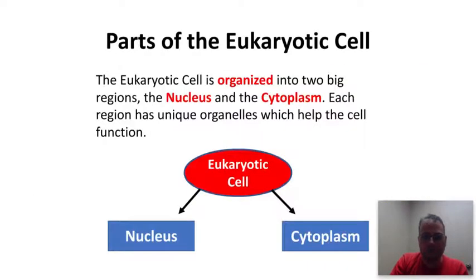So, parts of the eukaryotic cell. The eukaryotic cell is organized into two big regions, the nucleus and the cytoplasm. Each region has unique organelles or little organs which are specific to different cell functions. So, the eukaryotic cell has the nucleus area and the cytoplasm area. So basically, the rest of the cell.